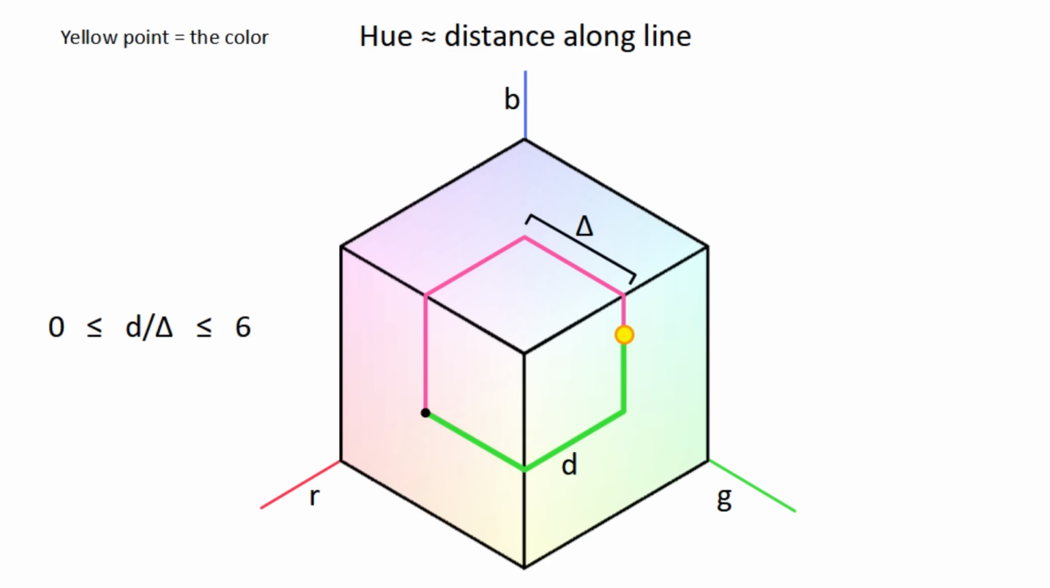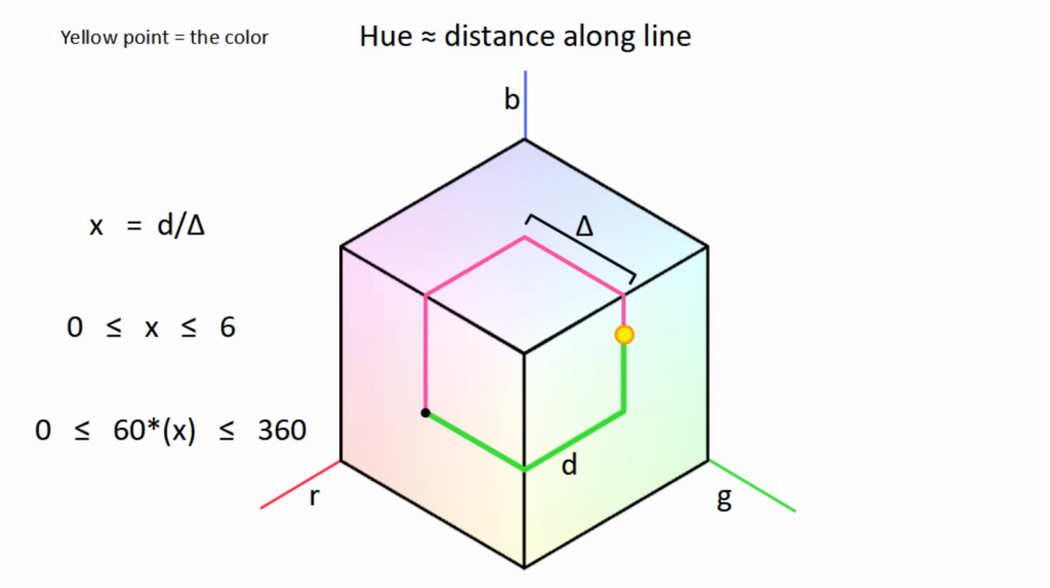We'll call this value x. Then if we multiply by 60, it will range from 0 to 360 like we want. But the way you calculate this distance differs depending on which face you're on.